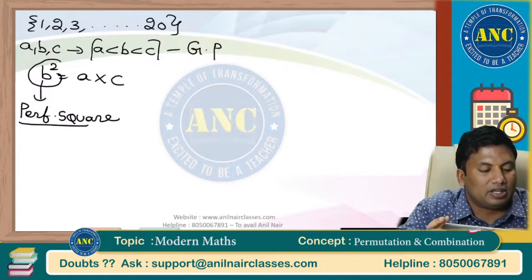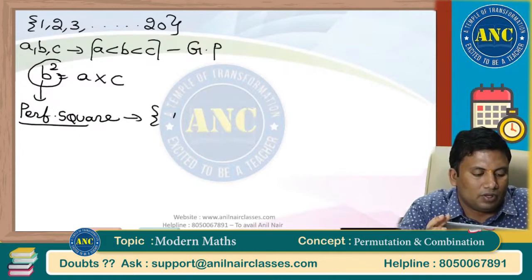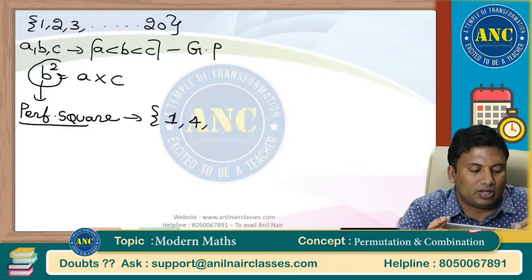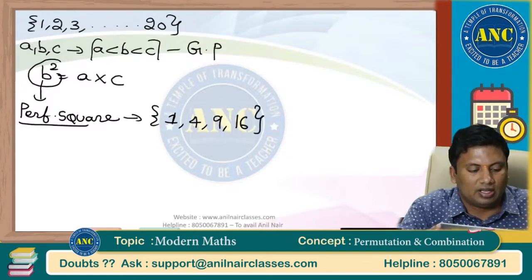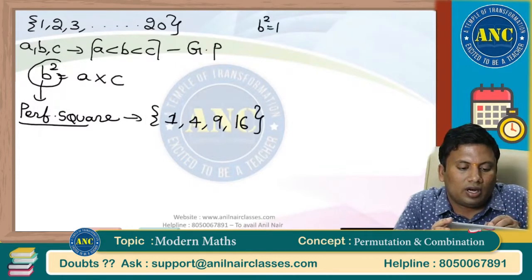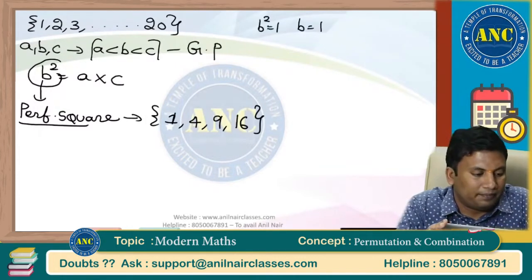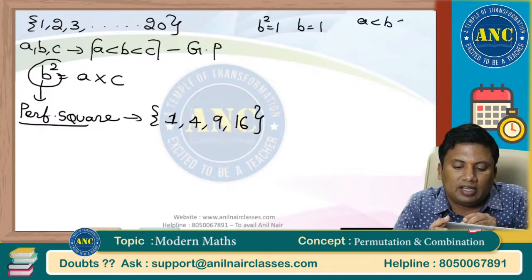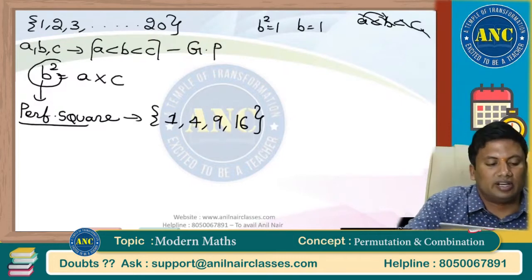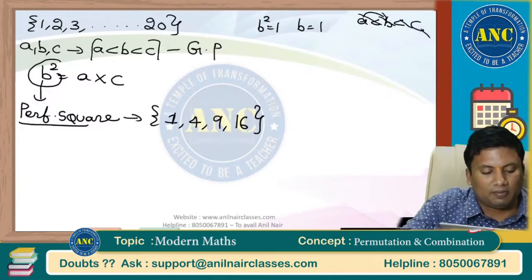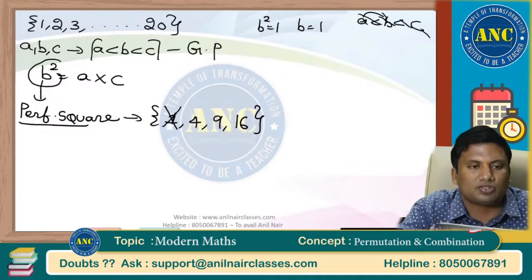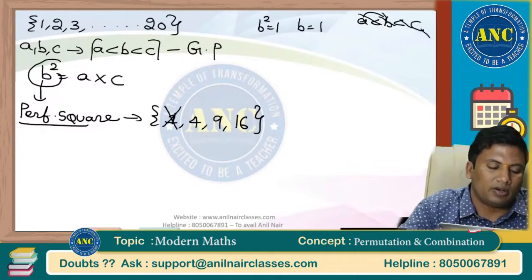What are the perfect squares from 1 to 20? 1 square is a perfect square. 2 square, 4 is a perfect square. 3 square, 9. 4 square, it is nothing but 16. 1, 4, 9 and 16. But B square equivalent to 1, B is nothing but 1. A less than B less than C. A less than 1 means A will get into zeros and everything. It is a natural number set. So, these are not possible. I hope it is clear.